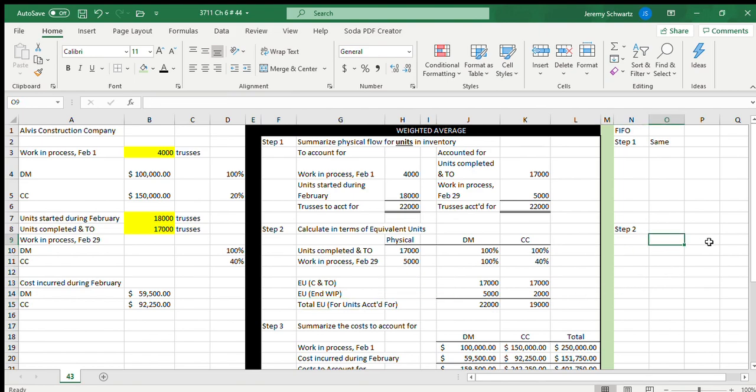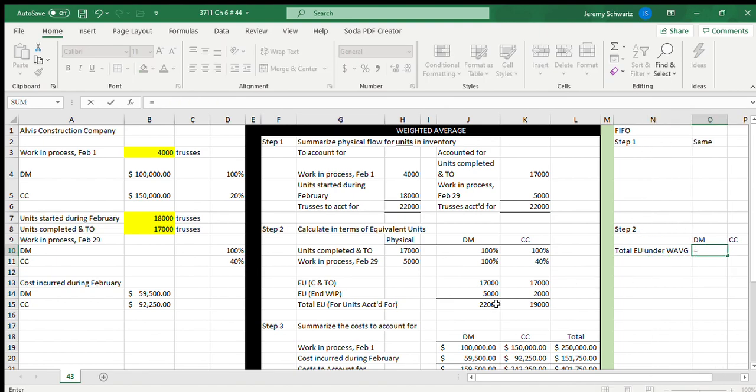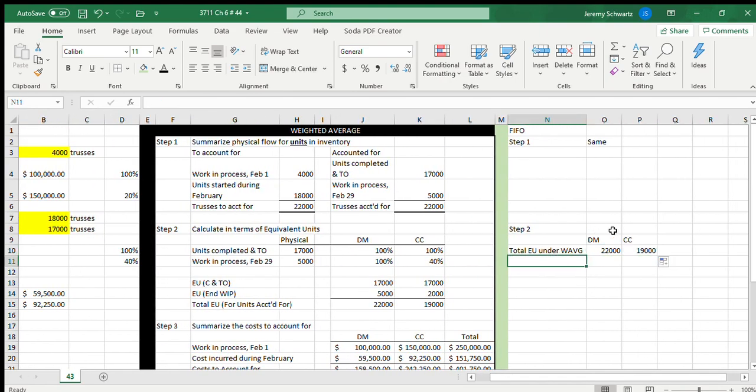So for instance, for direct materials and for conversion costs, we have total equivalent units under weighted average. We can just call it that for right now. And so that total will be 22,000 for direct materials and 19,000 for conversion costs.